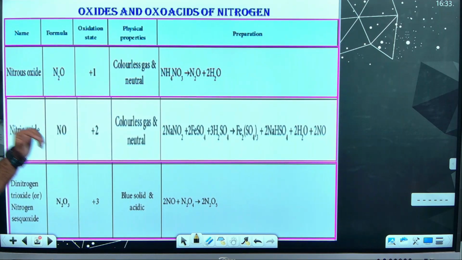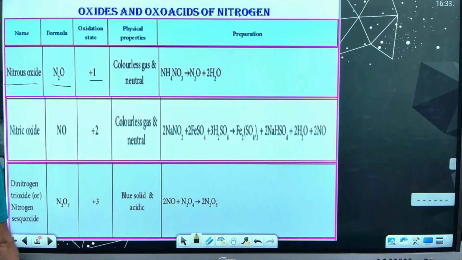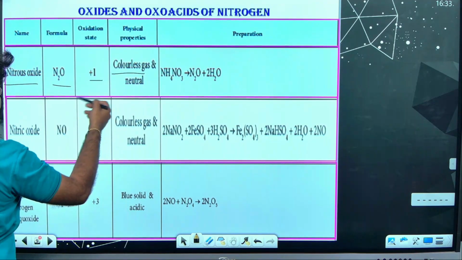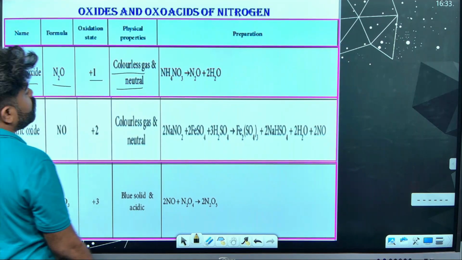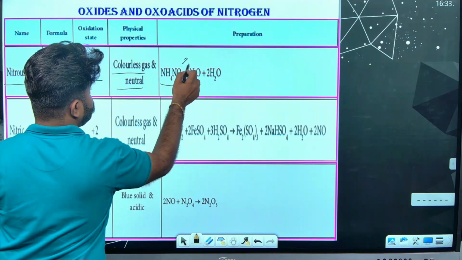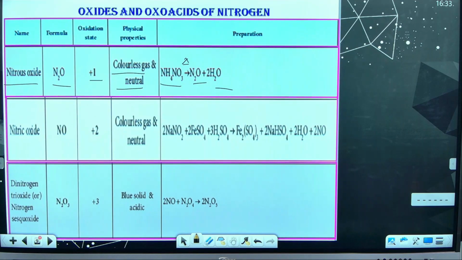Here you can see the oxides and oxo acids of nitrogen. So first, nitrous oxide, which has the formula N2O. Here the oxidation state of nitrogen is +1, and the gas is colorless and neutral. And how to prepare it? When you take ammonium nitrate and heat it, you get nitrous oxide along with water.